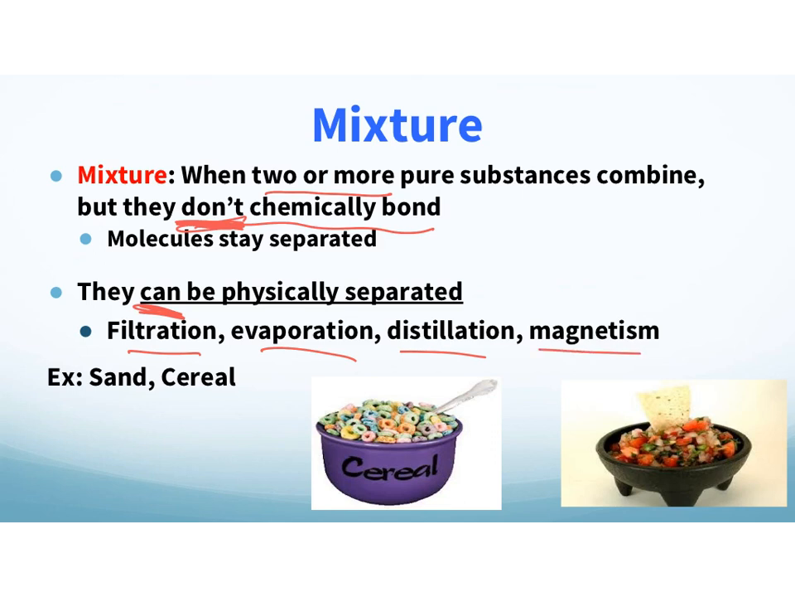Some examples of mixtures would be sand. I have grains of sand that are different from one another together in one container, or even cereal. I have different types of pieces of cereal mixed with milk, or salsa. I have those different things mixed together, okay? Or even salt water would be a good example of a mixture as well, because I have salt mixed with water. They do not chemically bond. They just kind of exist next to each other.